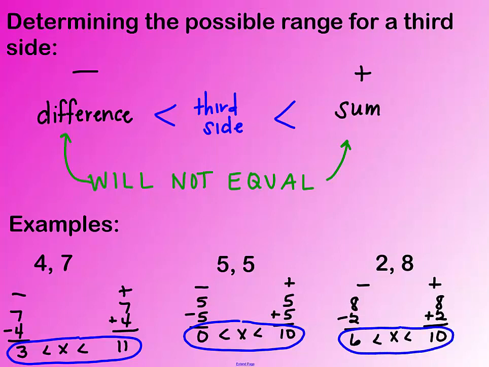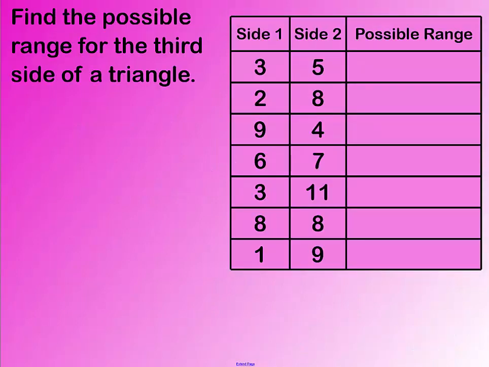It could be 6.1, but it could not be 6. So if I had side lengths of 2 and 8, I could have a side length of 6.1. I could have a side length of 9.9, but I could not have a side length of either 6 or 10. So let's determine some ranges here.